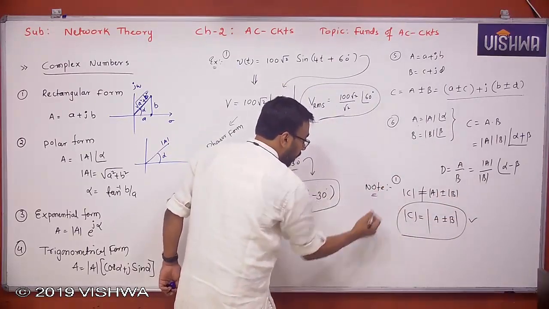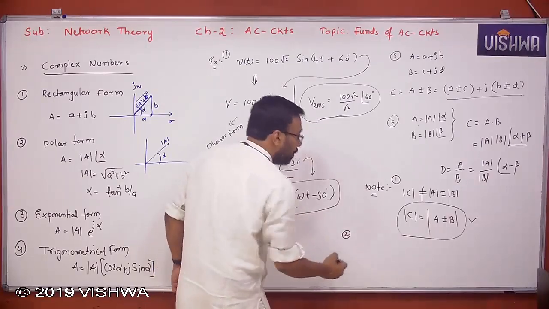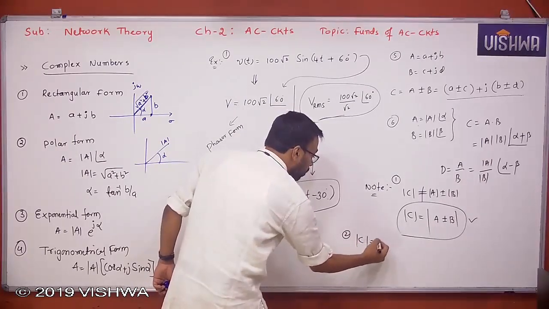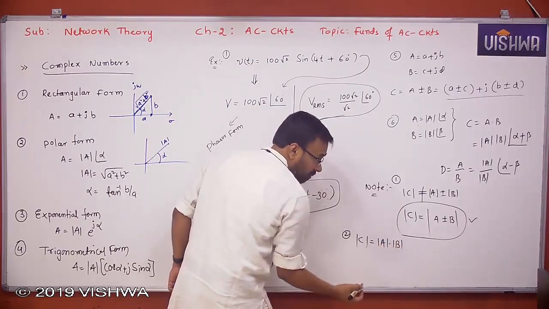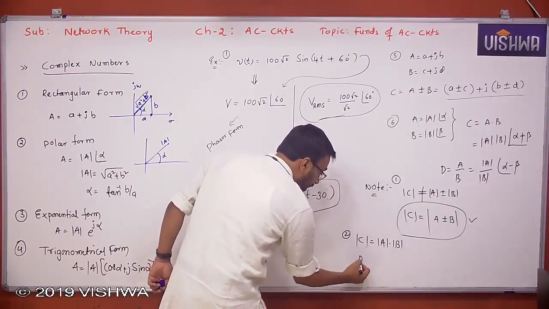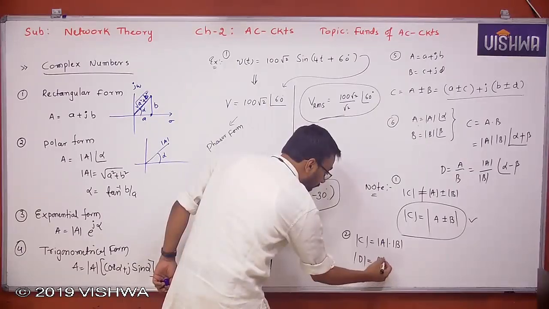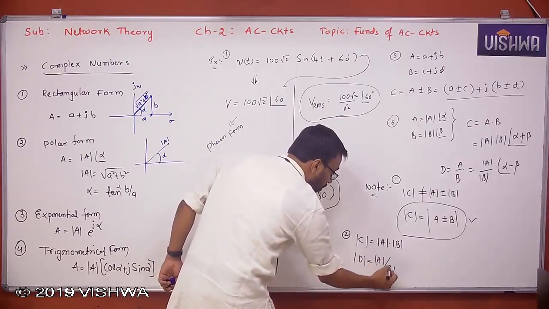The other one is magnitude c is equal to magnitude a into magnitude b. It is not a problem; directly you can take it. Magnitude d is equal to magnitude a by magnitude b. I can take that, that's not a problem.